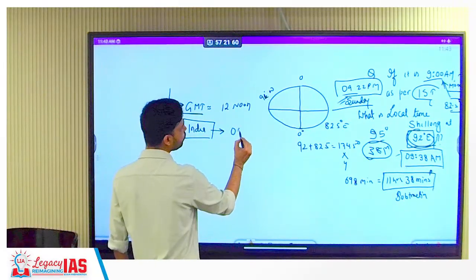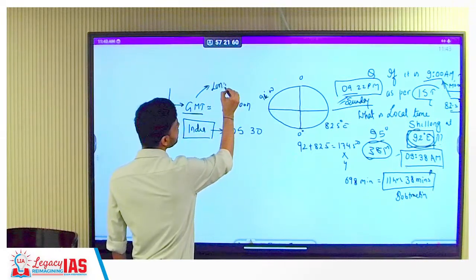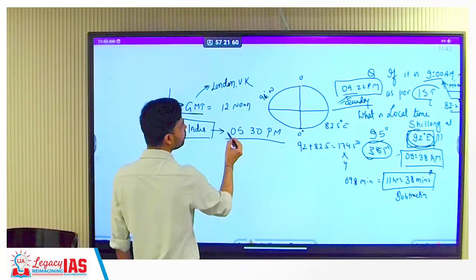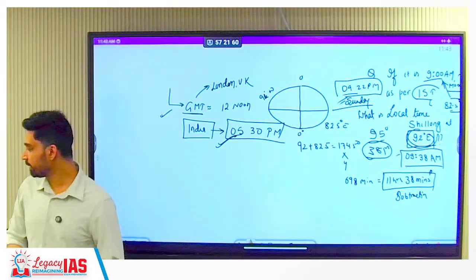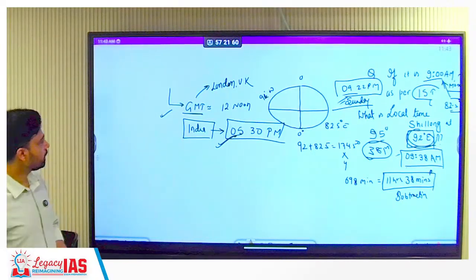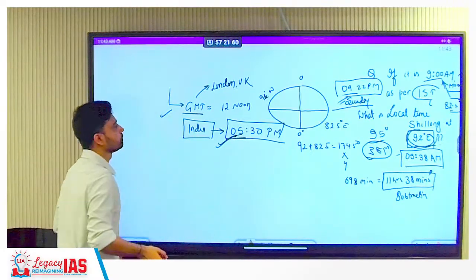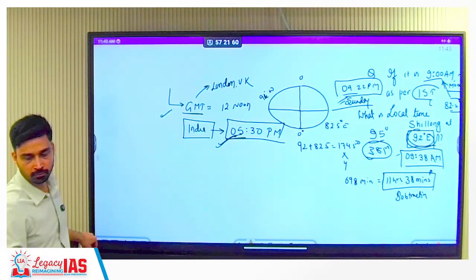If it is 12 noon in London, because GMT passes through which place? Greenwich is in which city? In the London, UK. So if in London time is 12 noon, in India, what should be the local time? 5:30. Indian Standard Time we can say. Indian Standard Time should be 5:30. So that also we can. Okay, so local time and standard time will be different.